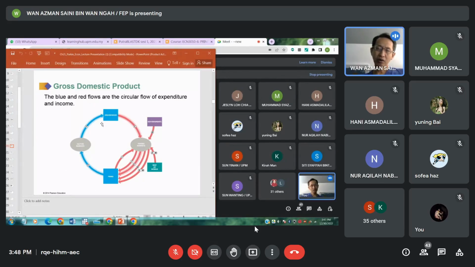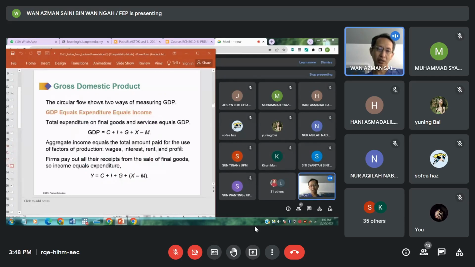So basically, to compute GDP, there are two ways. But the most popular ones are these, the red ones. This is the spending approach. This is the income approach. So there are two ways. We're going to go one by one.